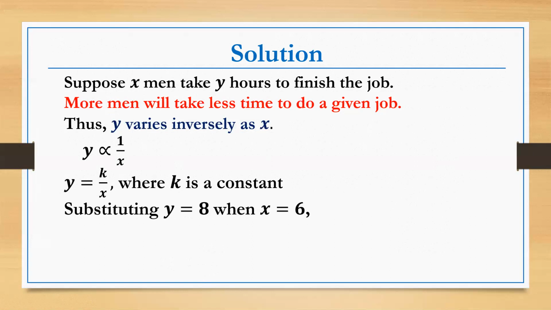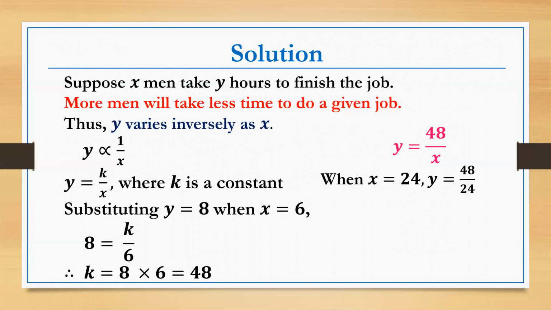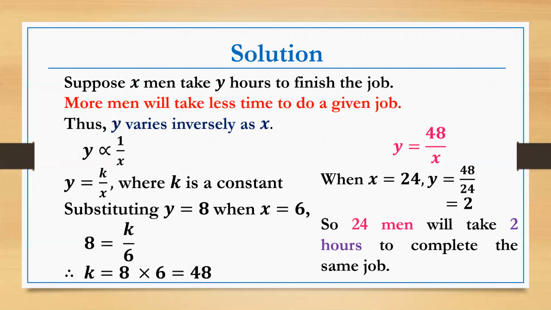Now, substituting Y equal to 8 when X equal to 6, we get K equal to 48. So Y equal to 48 over X will be the equation connecting X and Y. We now need to find Y when X equal to 24. So Y will be 48 over 24, which is 2. Therefore, we will need 2 hours to complete the job if we have 24 men.